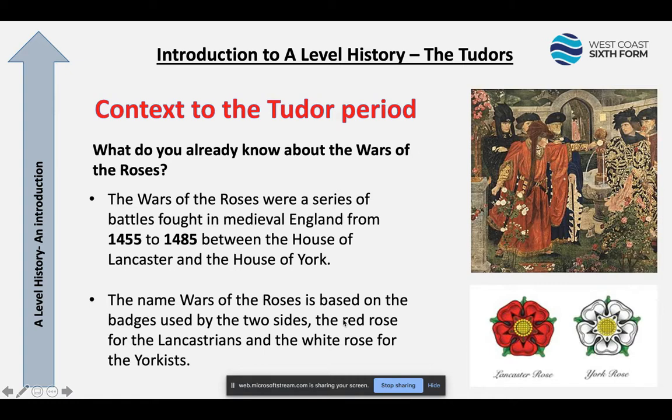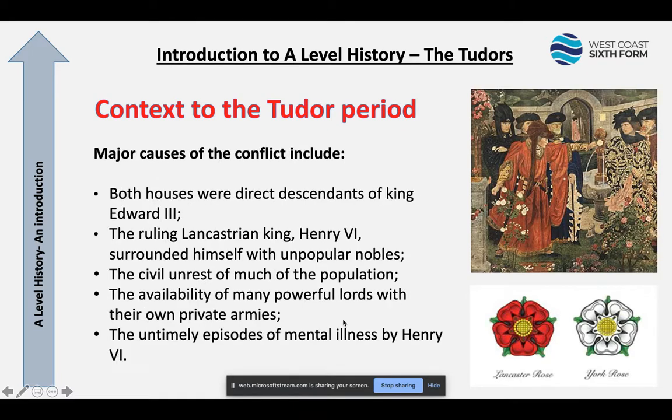The name comes from the fact that the two sides, Lancaster and York, are symbolised by the Lancaster Rose and the York Rose. The reasons for this are many, but here are some of the reasons for the Wars of the Roses. Both sides were descendants of King Edward III. The ruling king, Lancastrian King Henry VI, surrounded himself with unpopular nobles and eventually had mental health issues, which opened the doors to other people to fill vacuums of power.